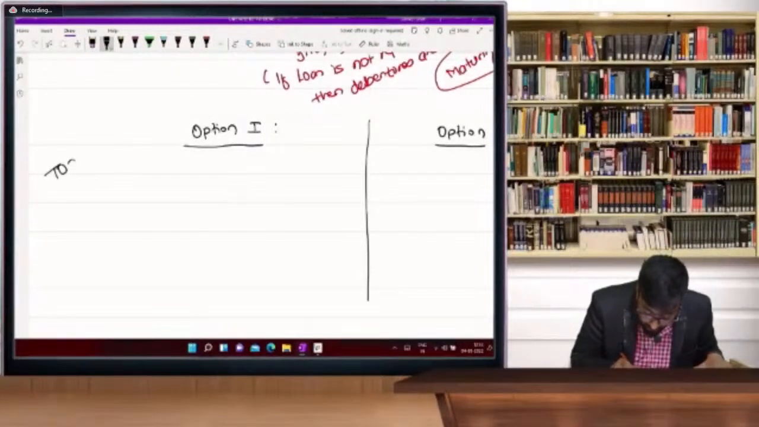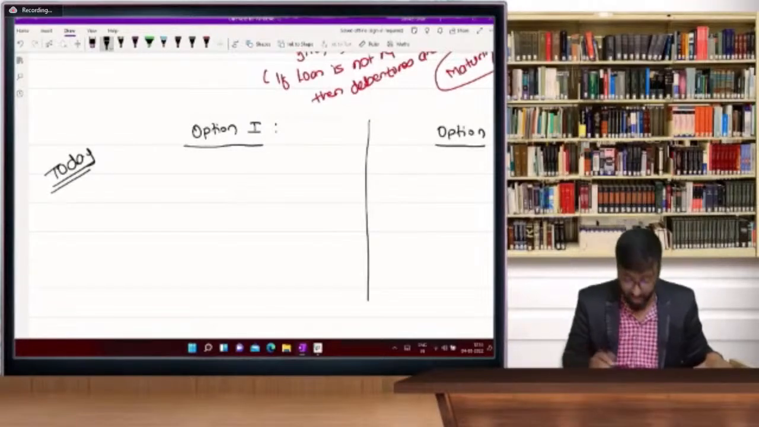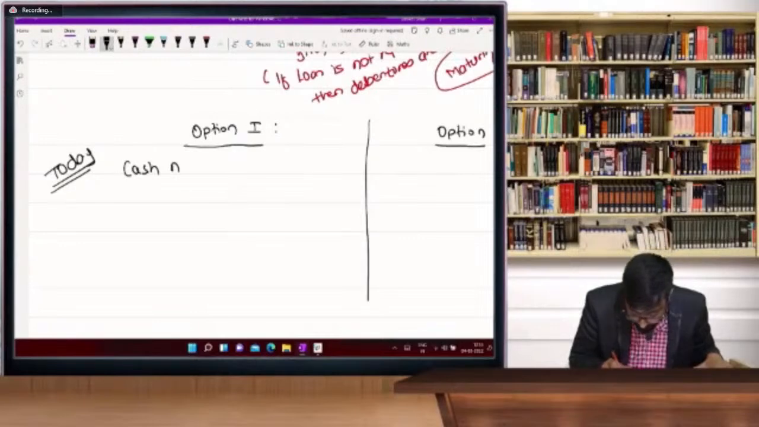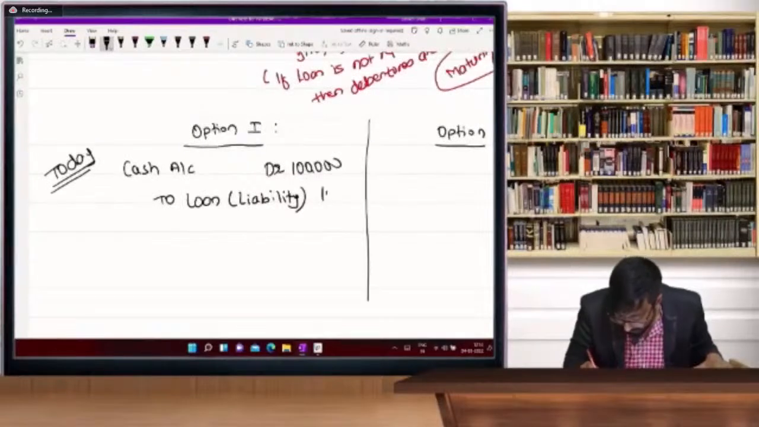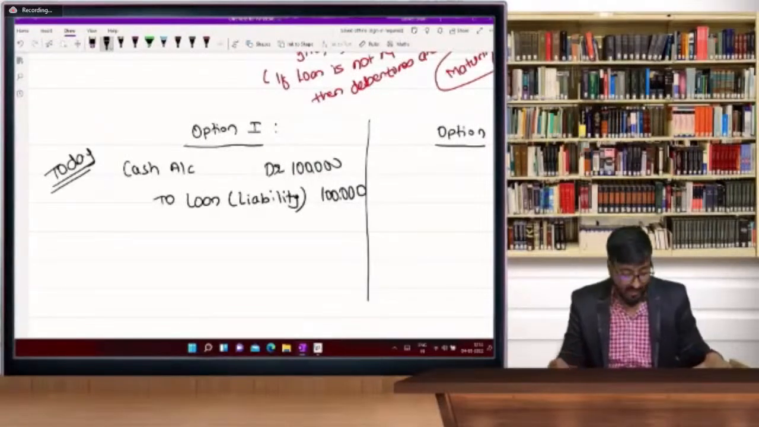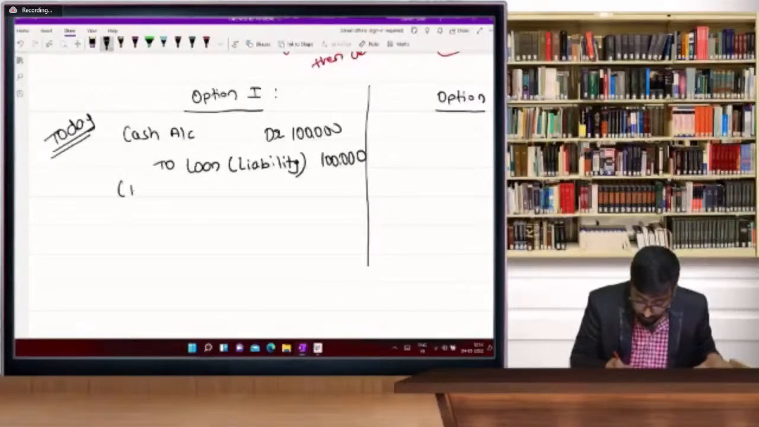So today, what is the entry? I received cash. Cash account debit 1 lakh. To loan, it's my liability, shows credit balance 1 lakh. So loan liability, taken a loan.